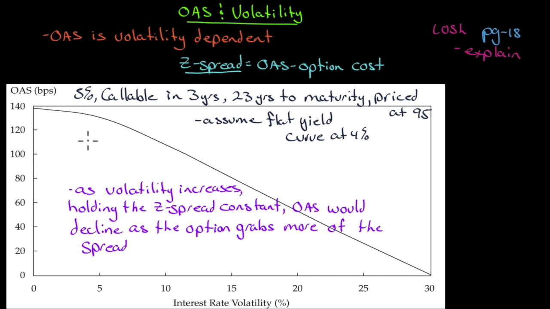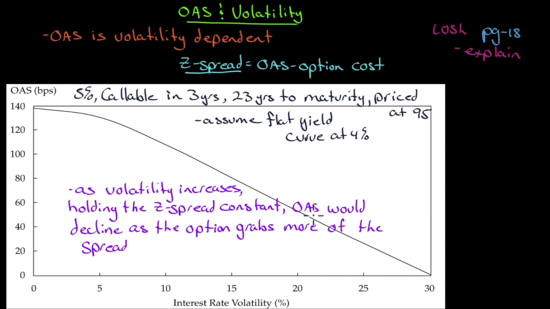So let's have a look at what that looks like. Take a 5% callable in 3 years. This is a risky callable, 23 years to maturity, priced at 95. We're going to assume a flat yield curve at 4%. And we're going to increase volatility along the bottom, holding the z-spread constant. That's the important term, right? The z-spread doesn't change just because volatility changes. It's constant. You can think of it as a credit spread.